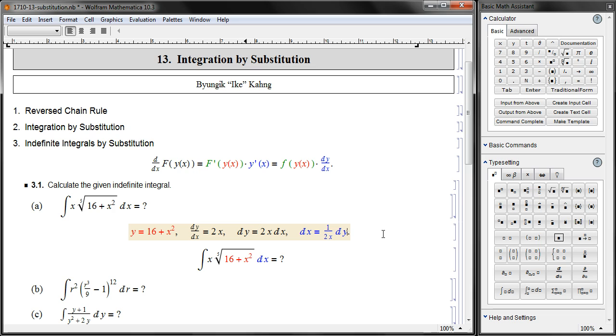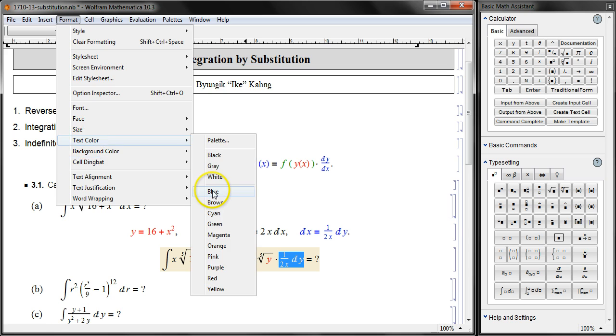Why are we doing that? That's going to become rather clear in the next step, so please be patient. So 16 plus x squared, that's y. And then times, instead of dx, I have to multiply that one over there. Oops, I lost the color. I don't know what happened.